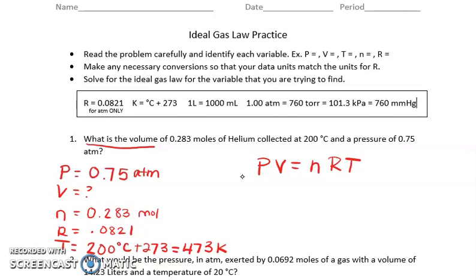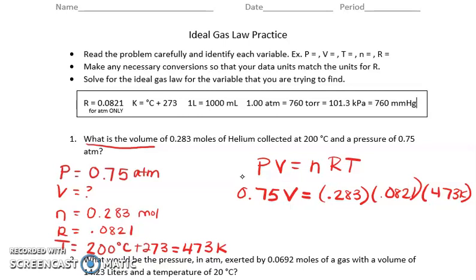And then I'm going to start by plugging all of my variables in. So my P is 0.75. My V I don't know, so I'm going to leave that as a variable. My n is 0.283. My R is 0.0821. And my T is 473 Kelvin.